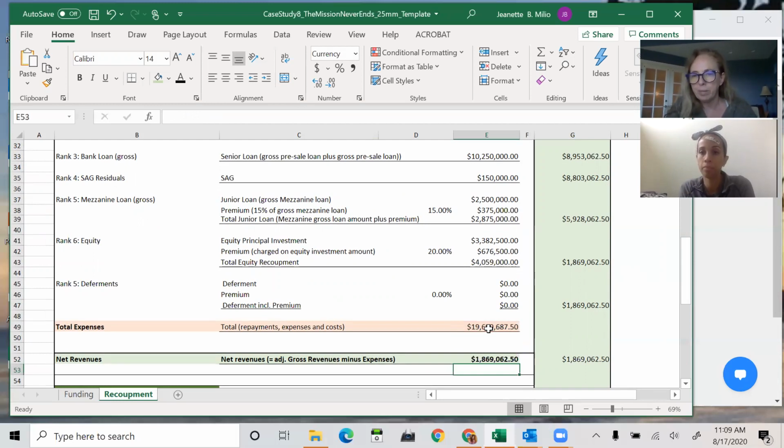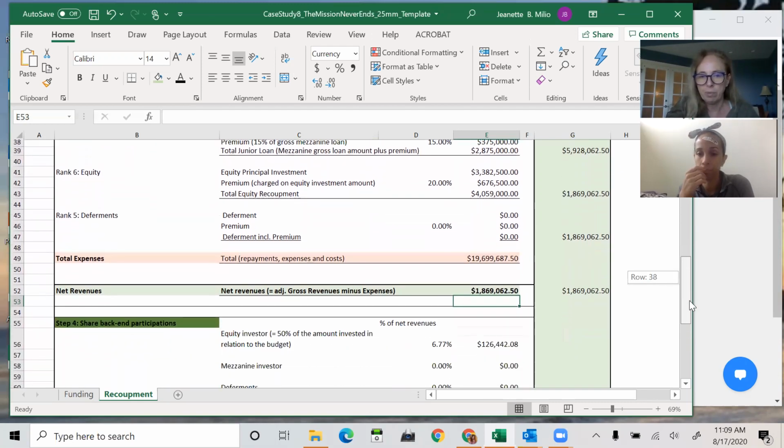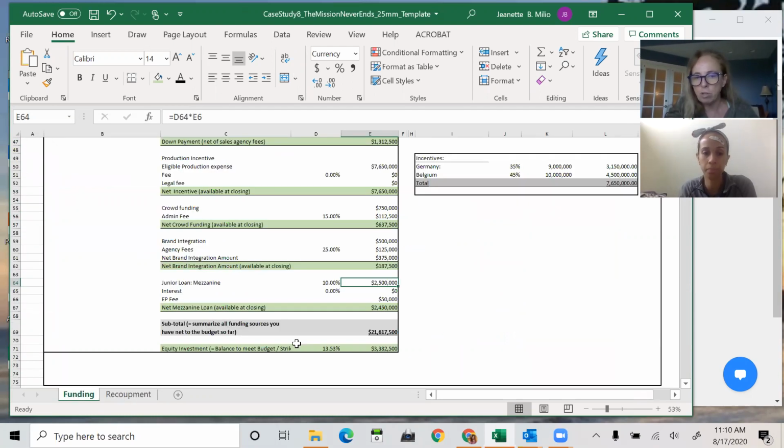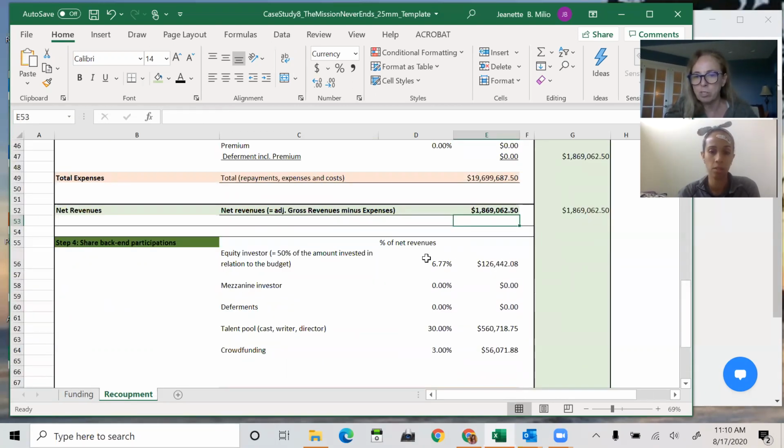So now we know we did it right, because here we just deducted them step by step, and now we know it's correct. In order to figure out our profit participations, we need to look at what we have left here, because this number is our net revenue number, and that's all we have available to share with people right now. So who are we sharing with? We're sharing with the equity investor, who gets half of the percentage that he invested with us. Remember, he invested 13.53% of the budget for us. We're taking half of that to figure out his back end, which is basically 50% of his profit participation.